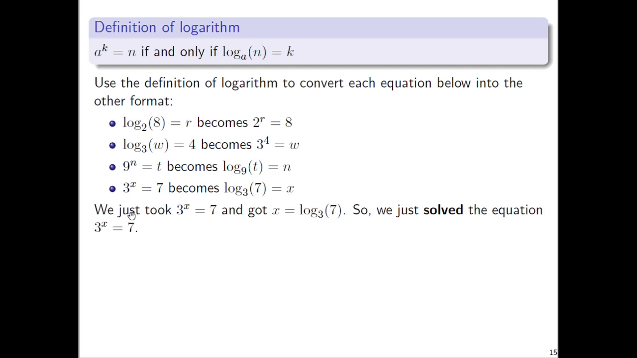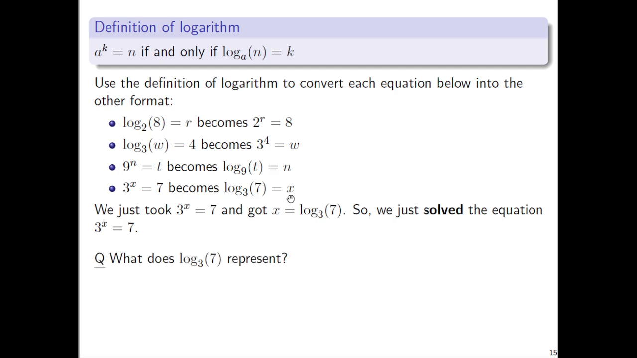Check this out. We just took the equation 3 to the x equals 7, and if we just swap the sides of this equation, not that that really matters, it doesn't change anything, we got x equals log base 3 of 7. Look, we have x by itself. We just solved the equation. We just solved for x. X was stuck up as the exponent over there, and now we just solved the equation 3 to the x equals 7. It is, in fact, x is equal to log base 3 of 7.